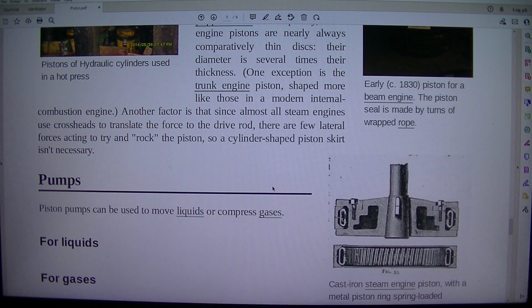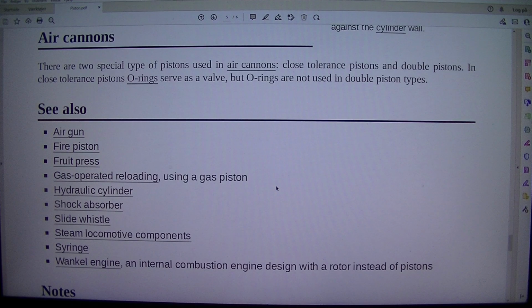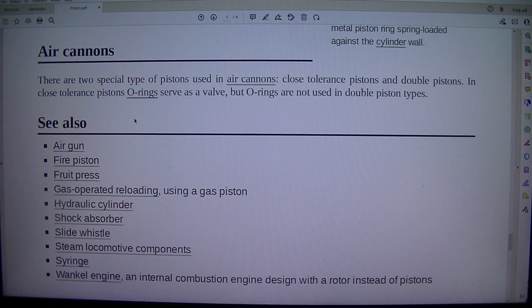Pumps. Piston pumps can be used to move liquids or compress gases. Air cannons. There are two special types of pistons used in air cannons: closed tolerance pistons and double pistons. In closed tolerance pistons, O-rings serve as a valve, but O-rings are not used in double piston types. See also: air gun, fire piston.